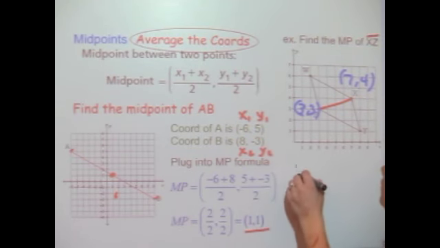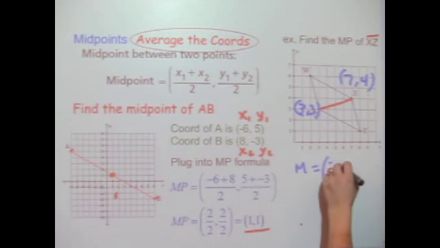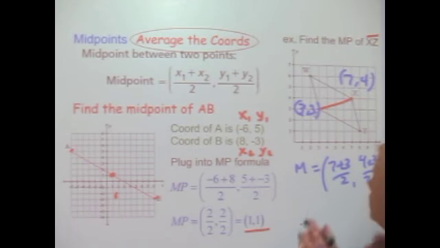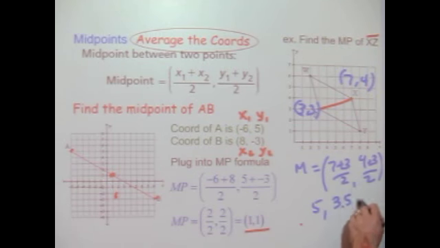So the midpoint of XZ, average of the X's, 7 plus 3 over 2. Average of the Y's, 4 plus 3 over 2. 7 plus 3 is 10. 10 divided by 2 is 5. 4 plus 3 is 7. 7 divided by 2 is either 7 halves or 3.5.